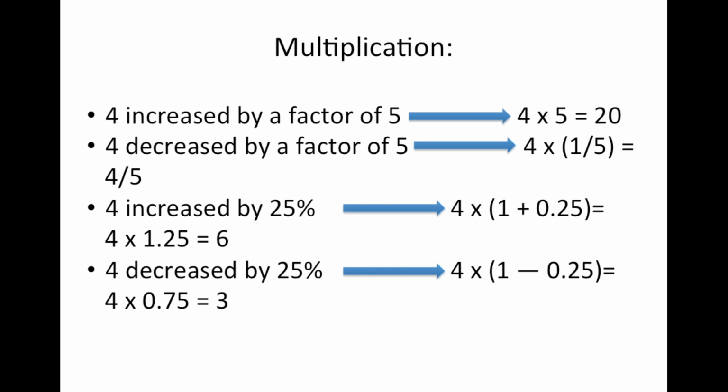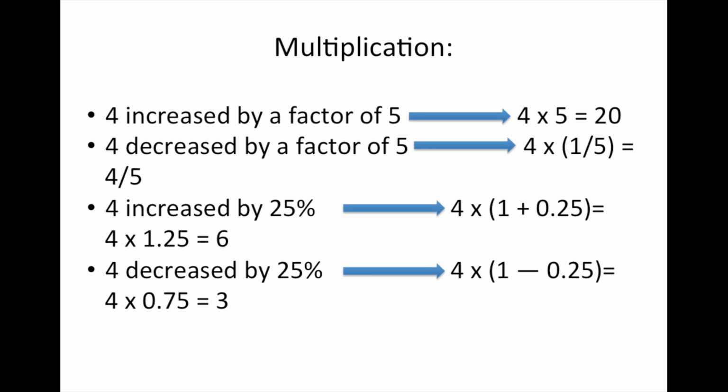So when I say 4 is decreased by a factor of 5, that doesn't mean you subtract. Don't get that confused. It means you multiply by the reciprocal of 5, which is 1/5. So 4 decreased by a factor of 5 is the same thing as saying 4 times 1/5. That's equal to 4/5.